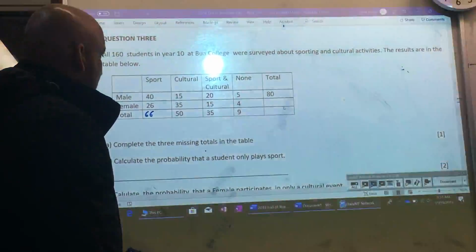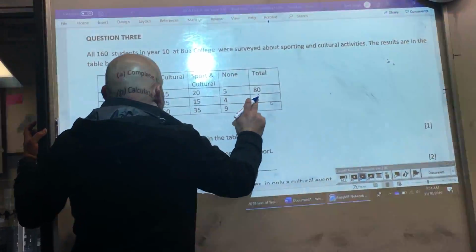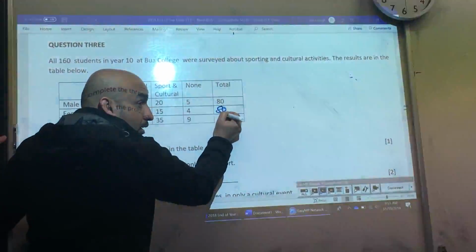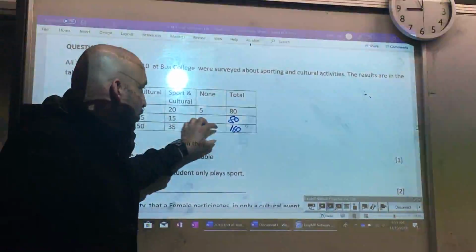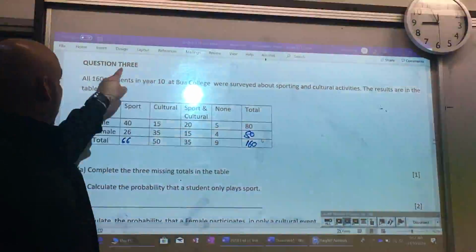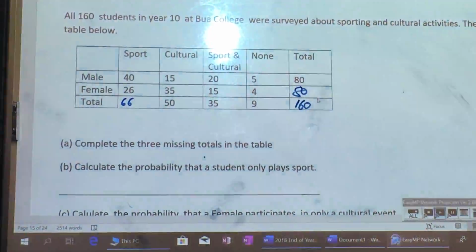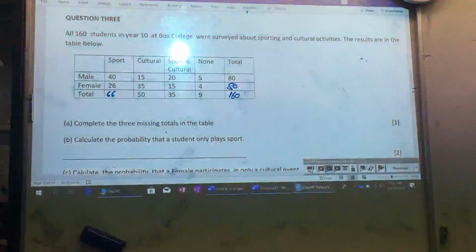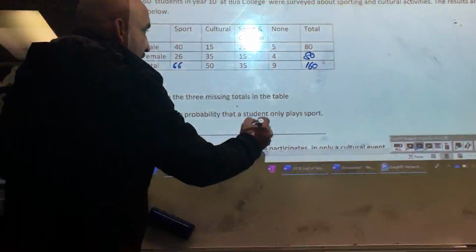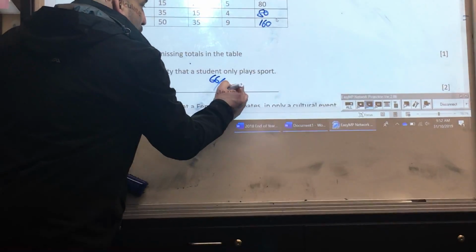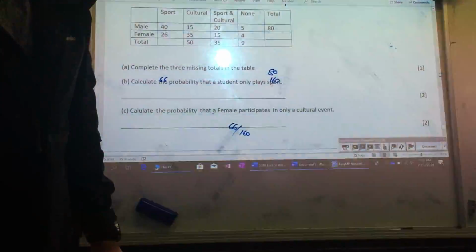Calculate the probability that a student only plays sport. So this was 80. Okay, so total should be, from this side 160, from that side 160. How many students were there? 160 students. Calculate the probability that a student only plays sport. There's no male, female, so it will be 66 over 160. Okay? And you could work it out from there.